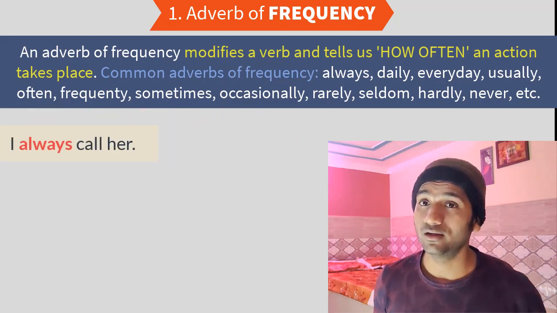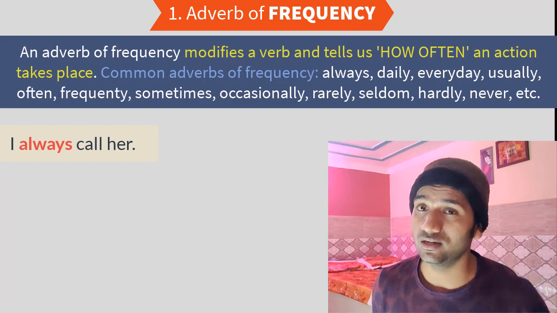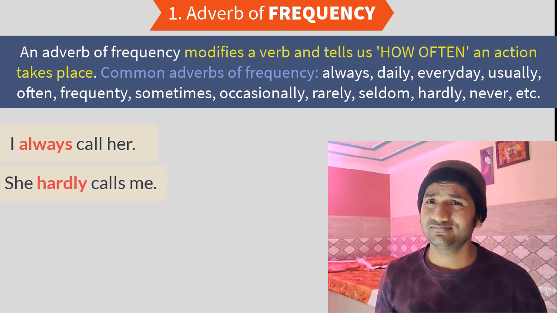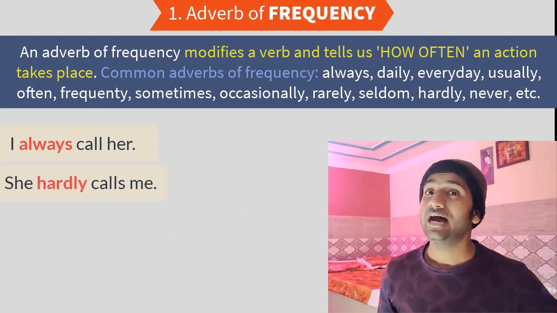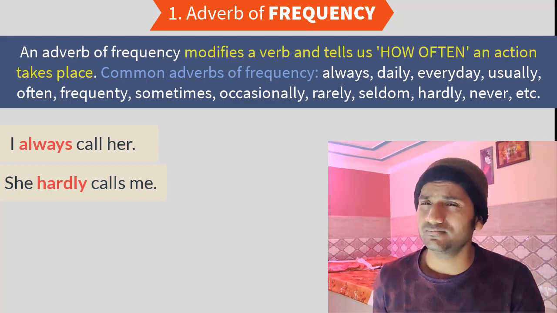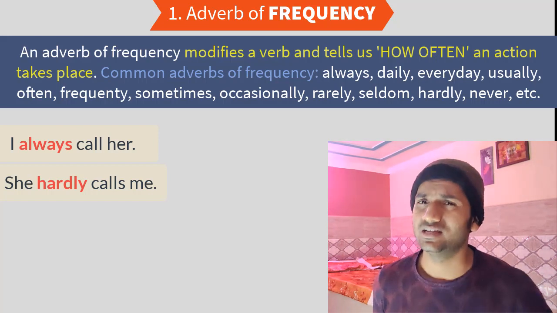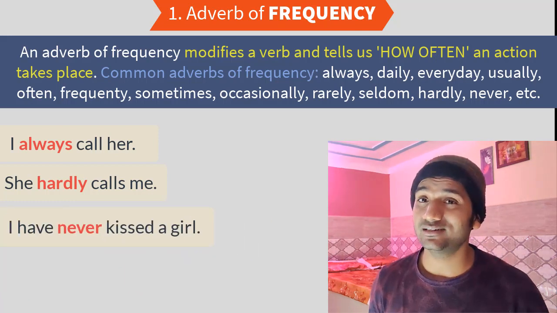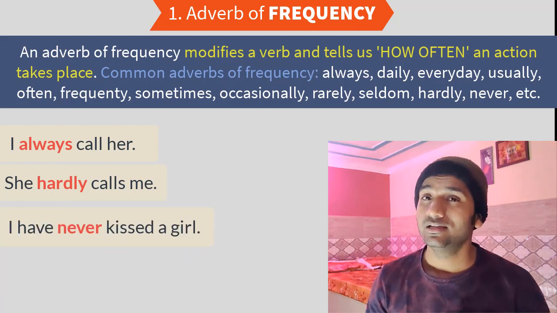All right, now let's take some examples. I always call her. How often do I do this action? Always. I always call her. But she never calls me, or she hardly calls me. How often does she do this action? Hardly or rarely. She rarely calls me. I have never kissed a girl.